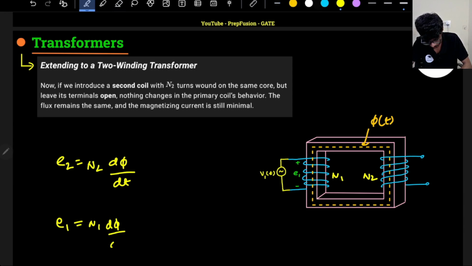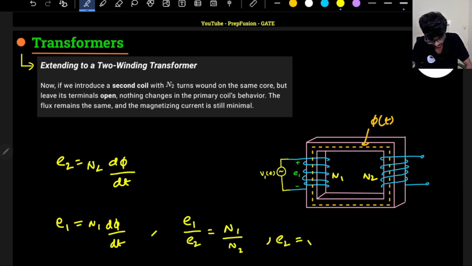So from here, we already know that very basic relation, that E1 by E2 will be equal to N1 by N2, and my E2 will also be what? E2 will be equal to the same equation that we have been studying for so long, root 2 pi f phi max, into N2. This will be the induced voltage in the secondary.